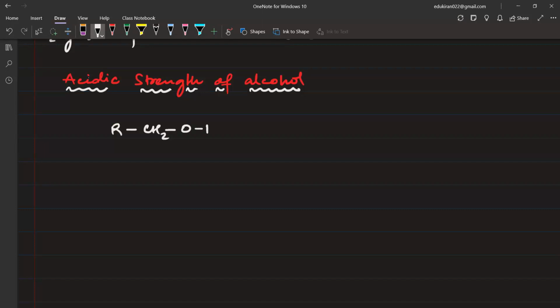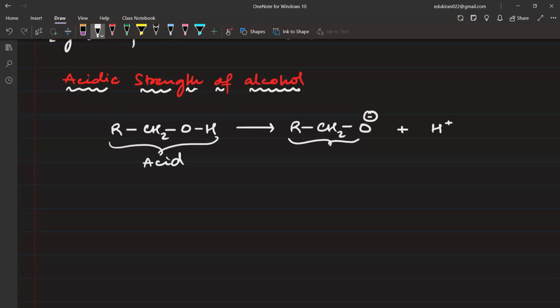Now, if you look at alcohol, it has the structure R, then CH2, and then OH. When it behaves as an acid, it is going to give you R-CH2-O negative, and you will get an H plus ion for sure. If you remember a bit of equilibrium, this is an acid and this will be the conjugate base.